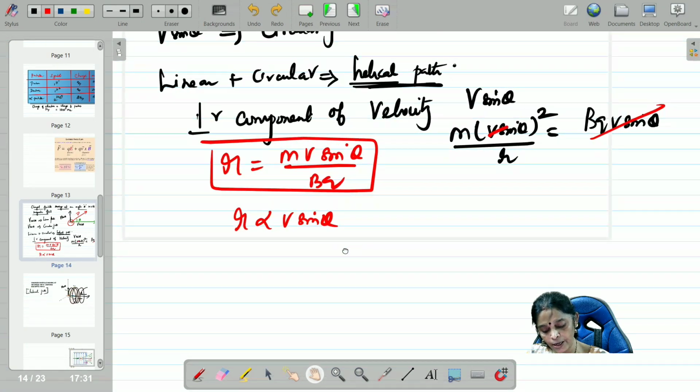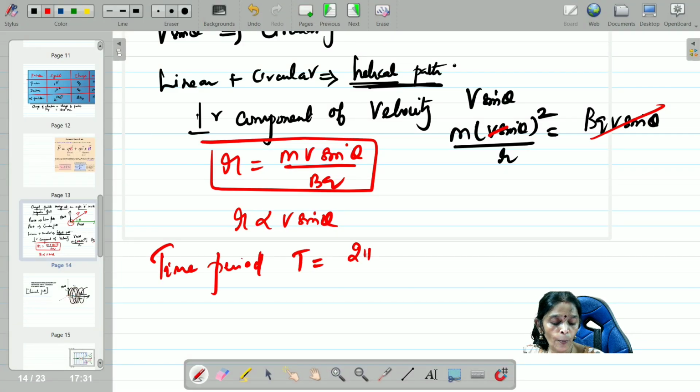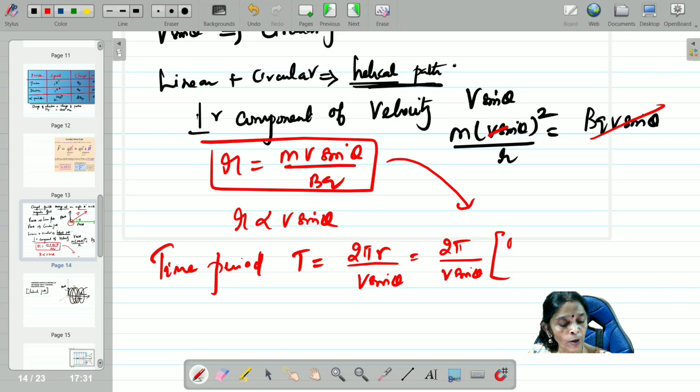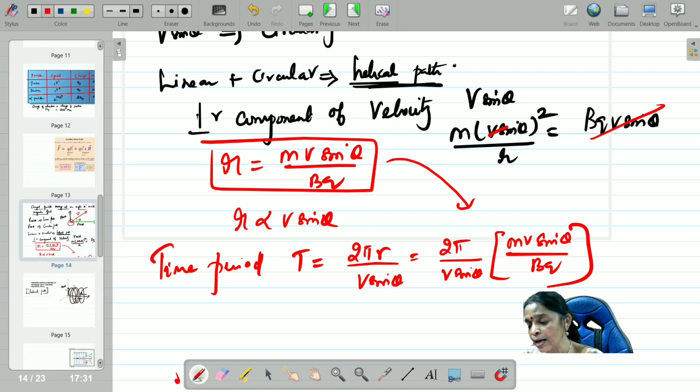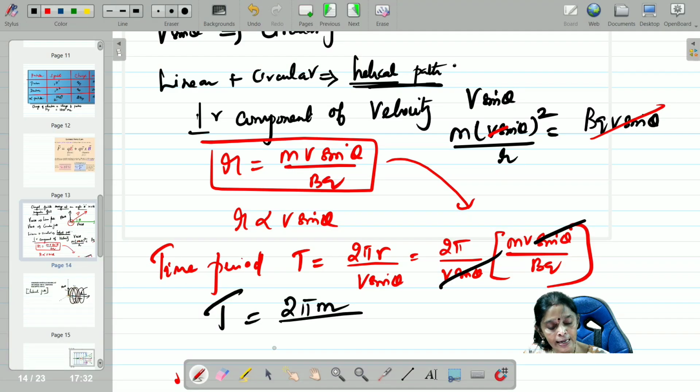So we'll see the time period here. Time period T is equal to 2 pi r divided by v sin theta. Quickly, come on, write, children. What is r? We have already seen that. The same thing I'm going to write: m v sin theta divided by B q. What happened to v sin theta? That is getting cancelled. Therefore, the time period, again, you can say that it is independent of velocity.